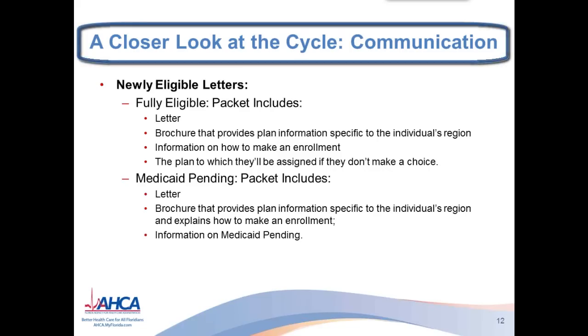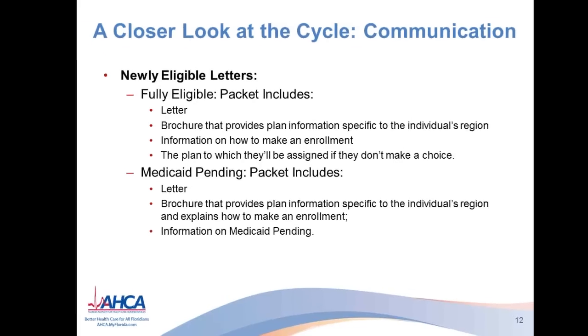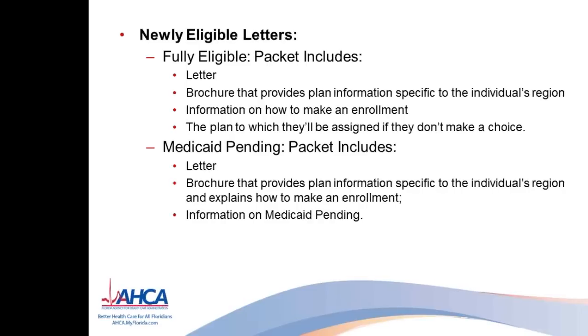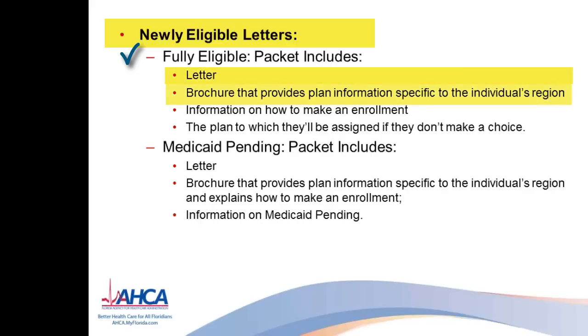A closer look at the cycle. Communication. Recipients will receive various letters. For newly eligible recipients, they can receive a fully eligible packet, which includes a letter and a brochure that provides plan information specific to the individual's region, information on how to make an enrollment, and the plan to which they'll be assigned if they do not make a choice.